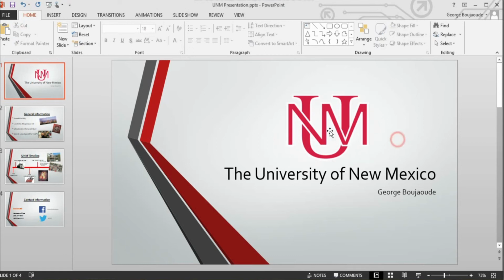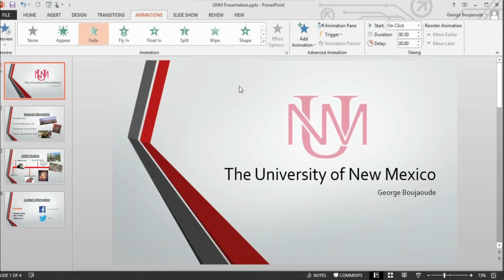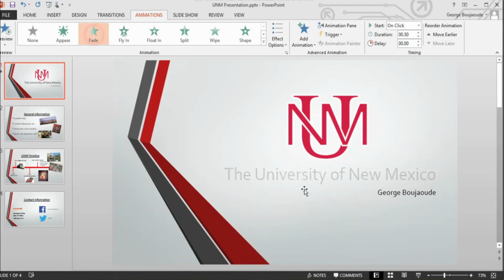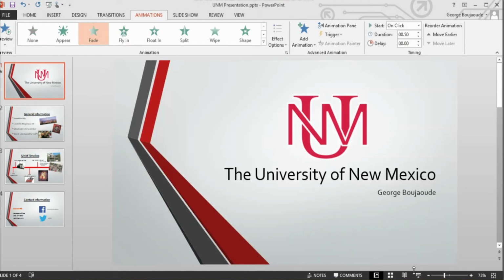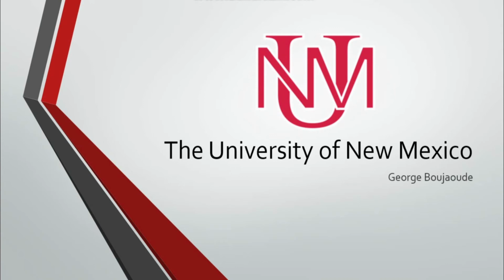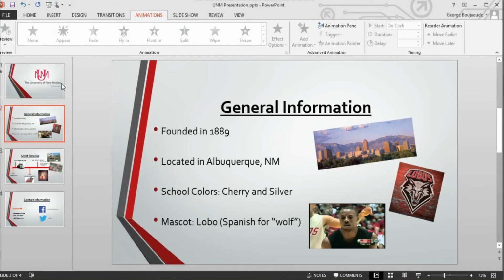So let's just do a few things to clean up a bit. We're going to go to animations and we're going to say fade. Then we're going to click on the University of New Mexico. We're going to say fade, and fade. So let's see how it looks right now. I'm going to click, click, click, and then next slide. Cool.